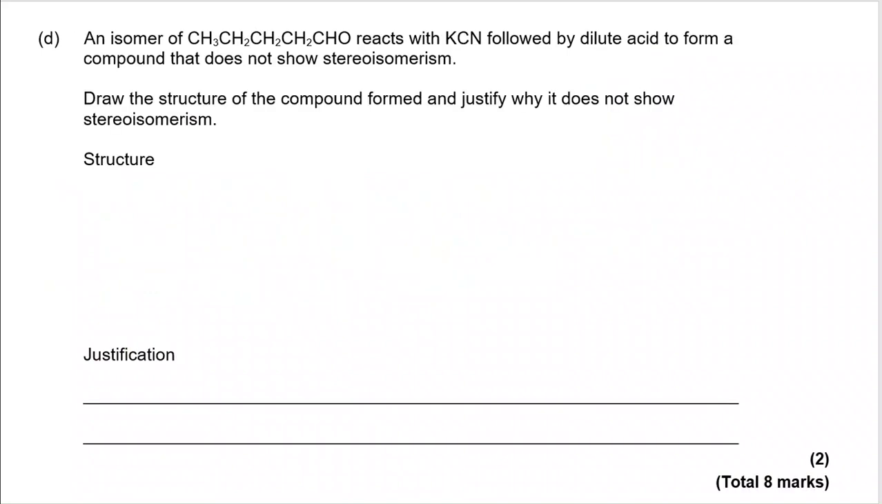Let's move on to part D. We have got an isomer of pentanal reacting with KCN and dilute acid, forming a compound that doesn't show stereoisomerism. What would that be? Well, the key to something like this, we want something to not have a chiral centre, and the easiest way to do that is to go for symmetry. So where could I put my C double bond O that would give me symmetry on a carbon chain of 5? And the correct answer is here.